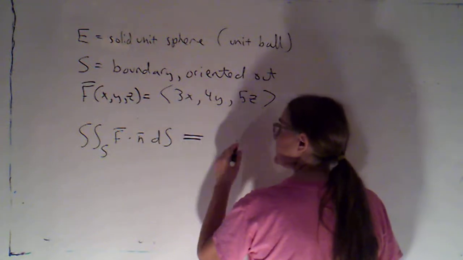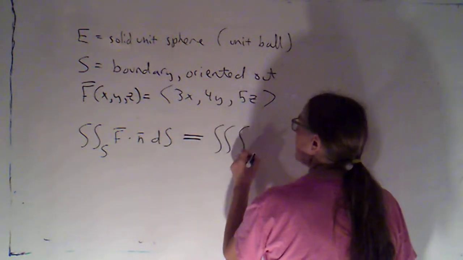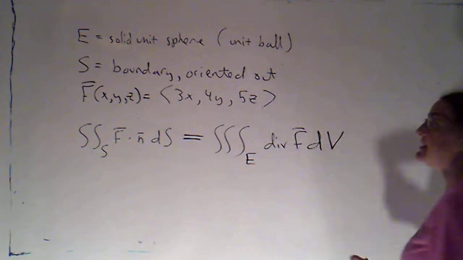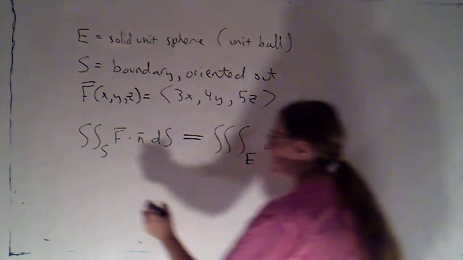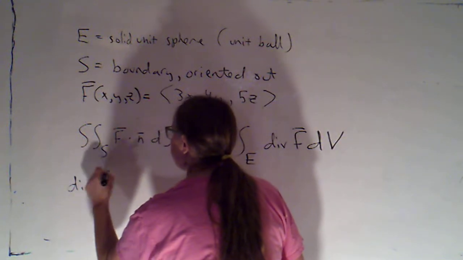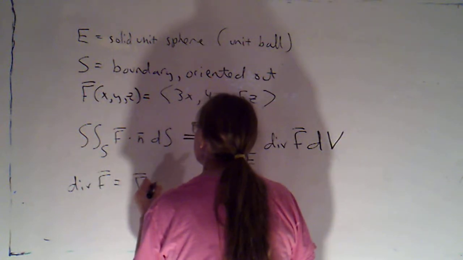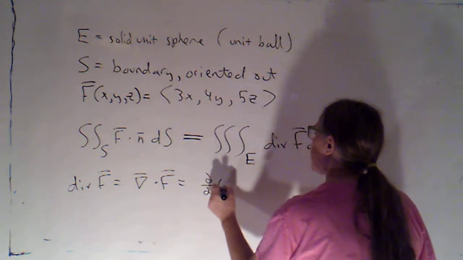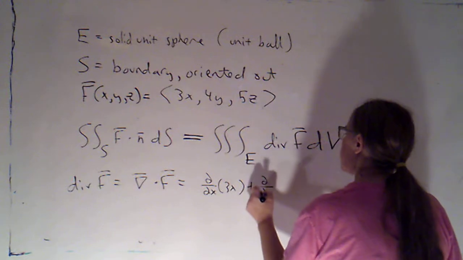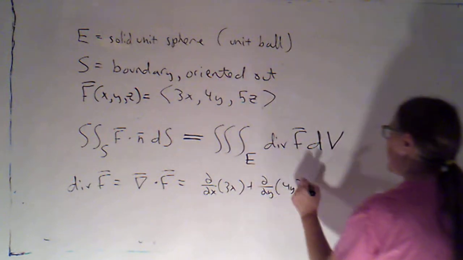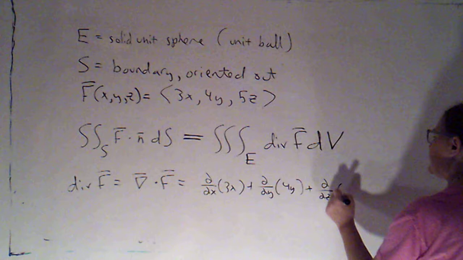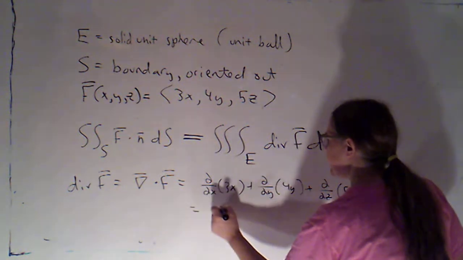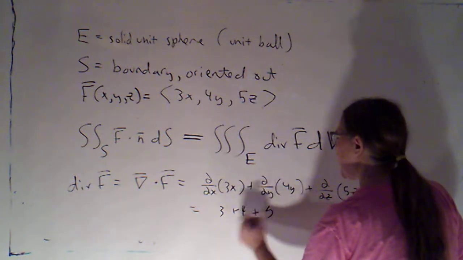According to the divergence theorem, this is the triple integral over E of the divergence of F dV. So let's calculate the divergence of F. The divergence of F is del dotted with F. So that's going to be the partial with respect to x of 3x, plus the partial with respect to y of 4y, plus the partial with respect to z of 5z. Oh, this is nice. That's going to be 3 plus 4 plus 5.